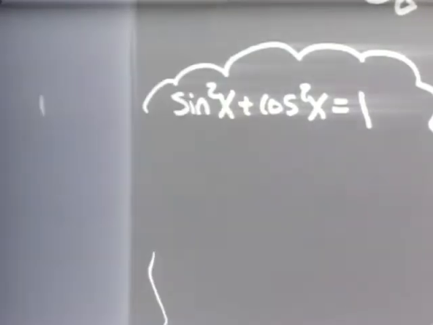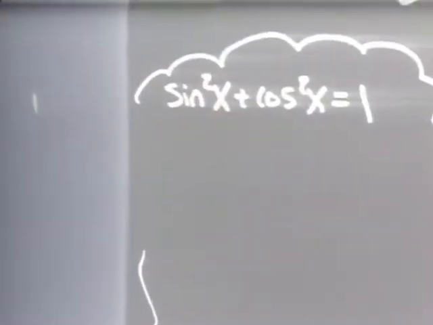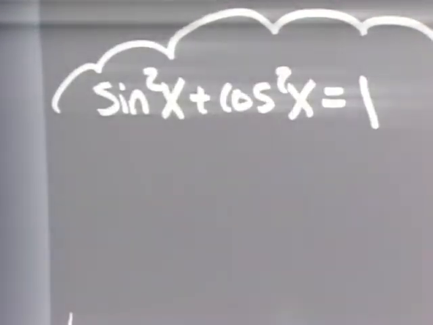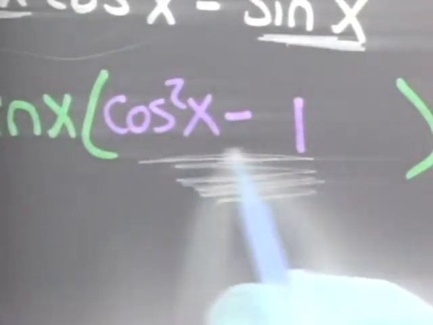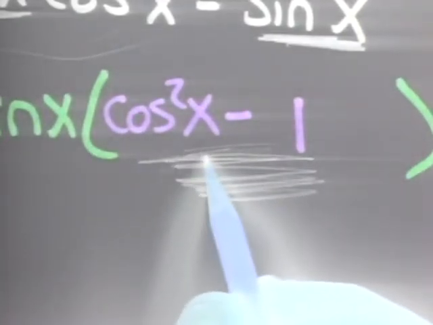Now, when they give you this identity, you can use any of those algebra tricks that you've ever learned to manipulate it so it looks different, and it'll still be an identity. So what I want to do is manipulate this identity so that part of it looks like this. And when I say part of it, that means either the left side or the right side somehow looks like cosine squared x minus 1.